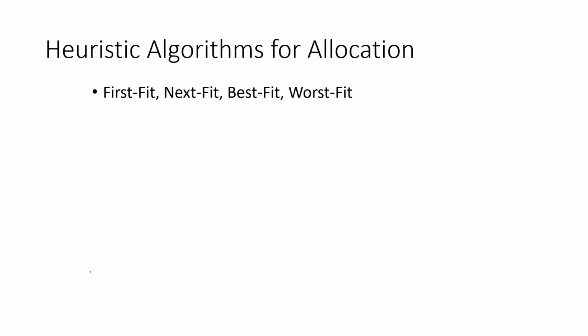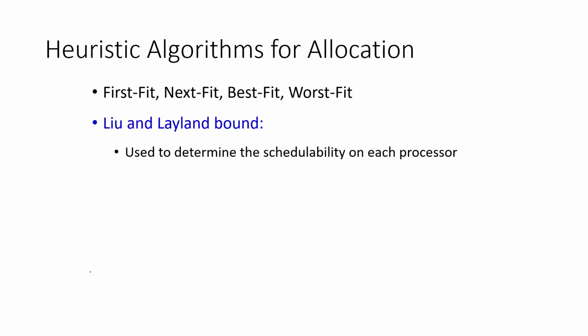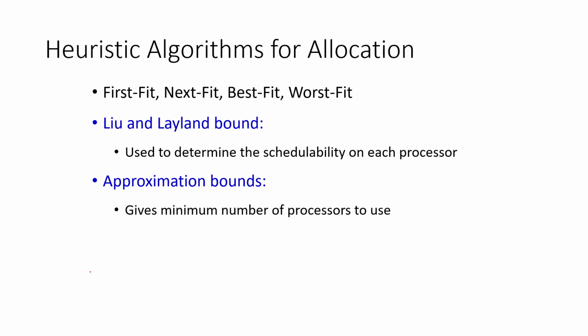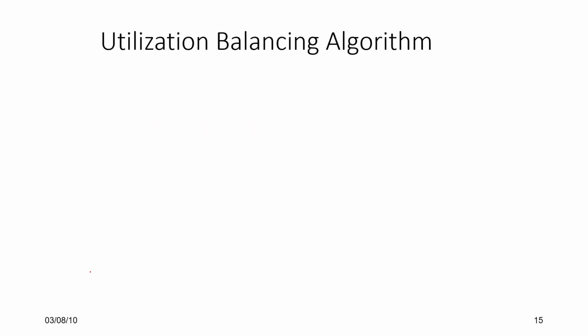So in this case, if we have multiple CPUs and all that we know is the utilization of a task, there are many things we could do. But fundamentally, what comes in our way is that if we are doing a static priority, we will run into the Liu and Layland bound, which is used to determine the schedulability on each processor. And of course, there are better bounds like the Liu and Lewandowski bound. So we will have those bounds. So then we will find the approximate number of processors to use.